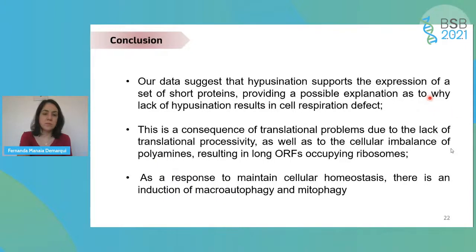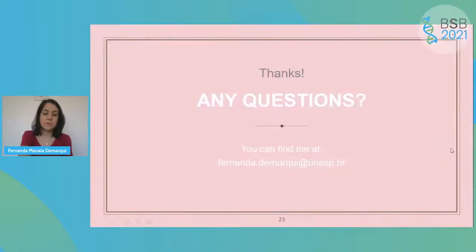So finally, our data suggest that hypusination supports the expression of a set of short proteins, providing a possible explanation as to why lack of hypusination results in the cell respiration defect. This is a consequence of translational problems due to the lack of translational processivity, as well as to the cellular imbalance of polyamines, resulting in long ORFs occupying ribosomes. As a response, to maintain cellular homeostasis, there is an induction of macroautophagy and mitophagy.